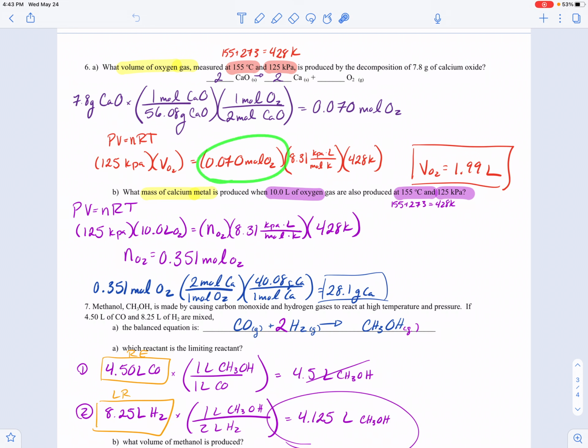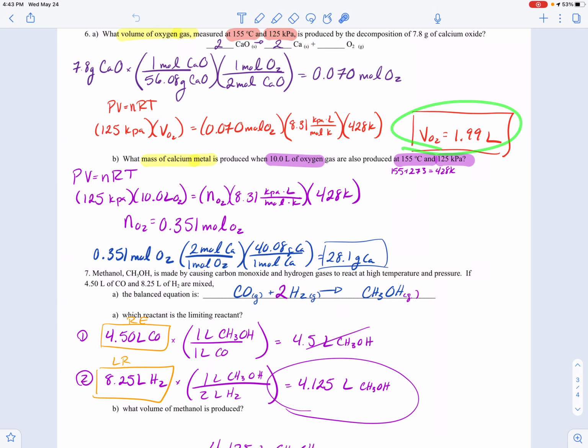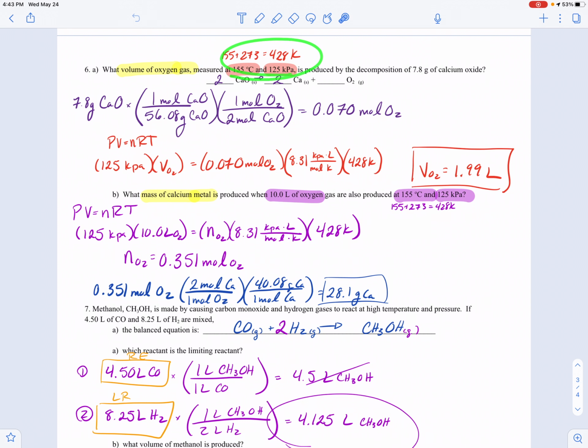I know my moles of O2 because I just solved for that. My R constant in this case is 8.31 because I'm in kilopascals. And my temperature in Kelvin is 428. Then I'm going to isolate V and solve for it, and I got 1.99 liters of oxygen gas at this temperature and pressure.